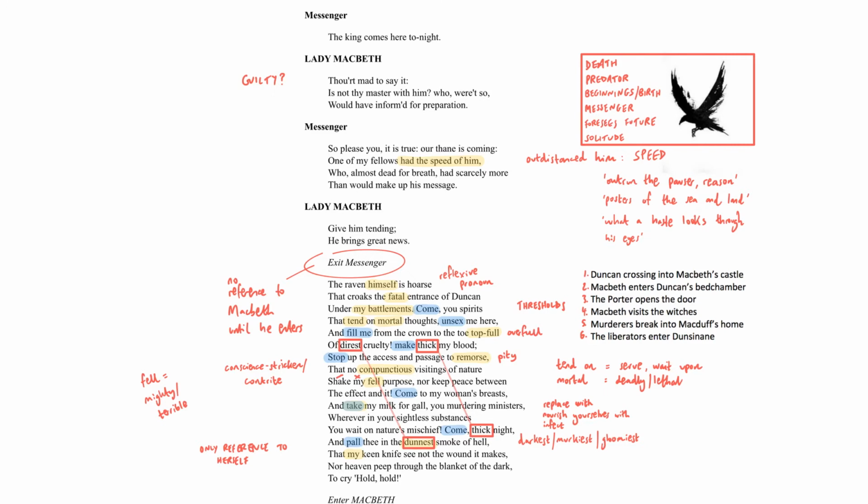At the point when Macbeth enters, after she says, "nor heaven peep through the blanket of the dark to cry, 'Hold, hold!'", this is the first time we've seen the Macbeths on stage together. So that "Enter Macbeth" stage direction is significant because now we're going to see something we haven't yet seen before: the two of them interacting. So let's think about what our first impressions of them on stage together are from this.